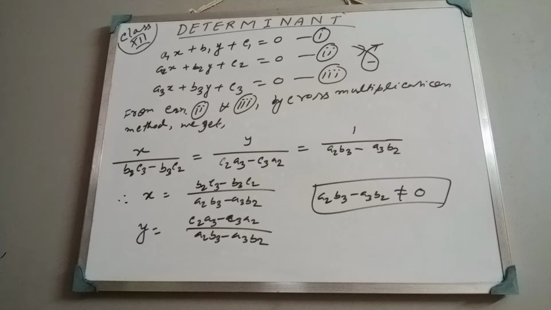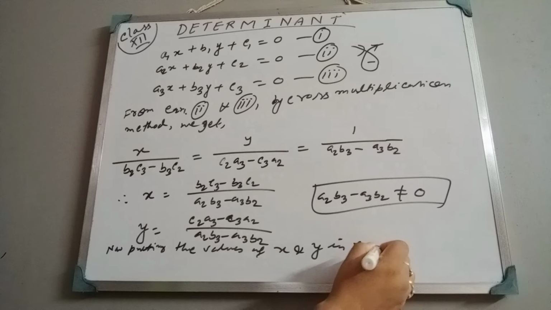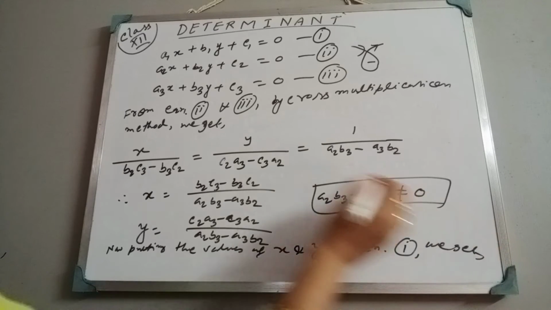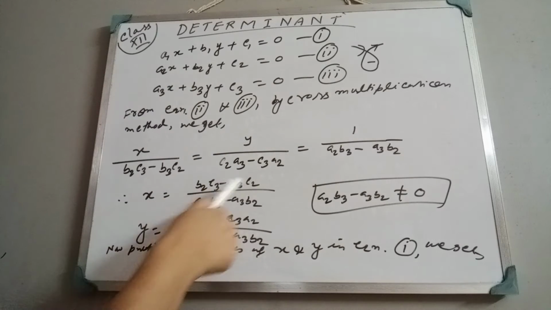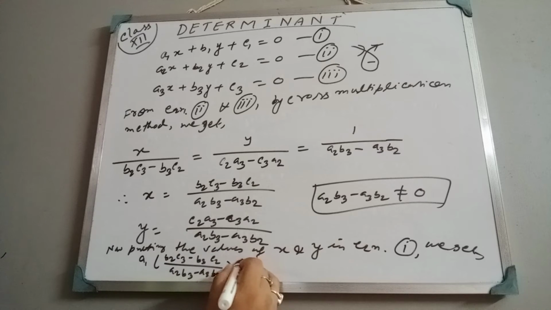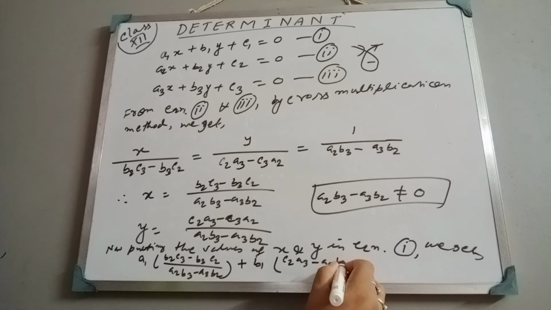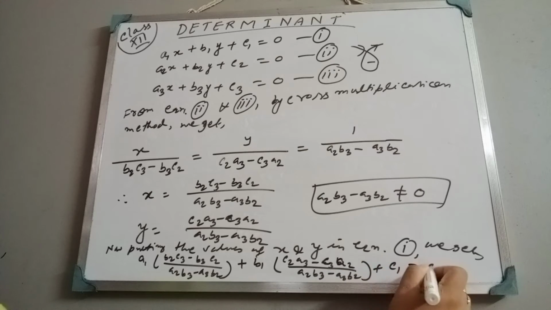Now putting the values of x and y in equation 1, what will we get? We will get a1 into x. Instead of x, we will put this. So we will write a1 into b2c3 minus b3c2 divided by a2b3 minus a3b2, plus b1 into y, that is c2a3 minus c3a2 divided by a2b3 minus a3b2, plus c1 is equal to 0.